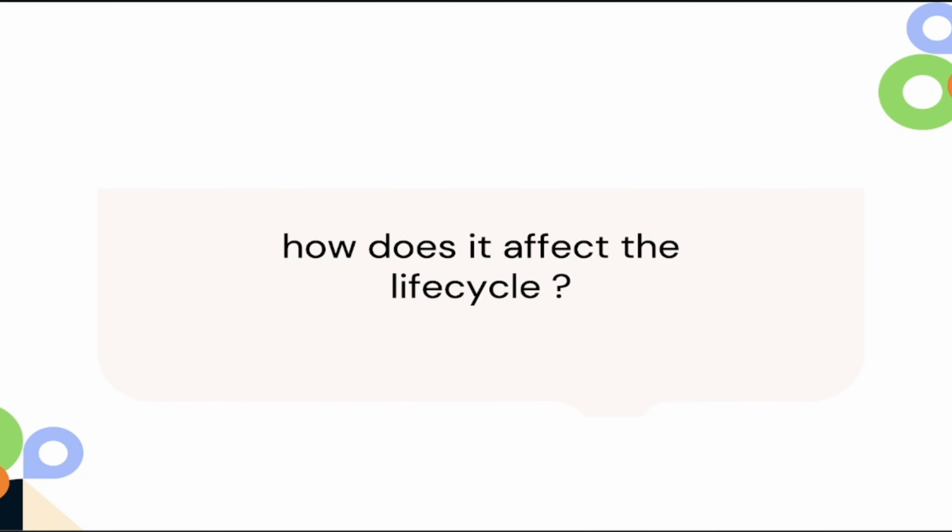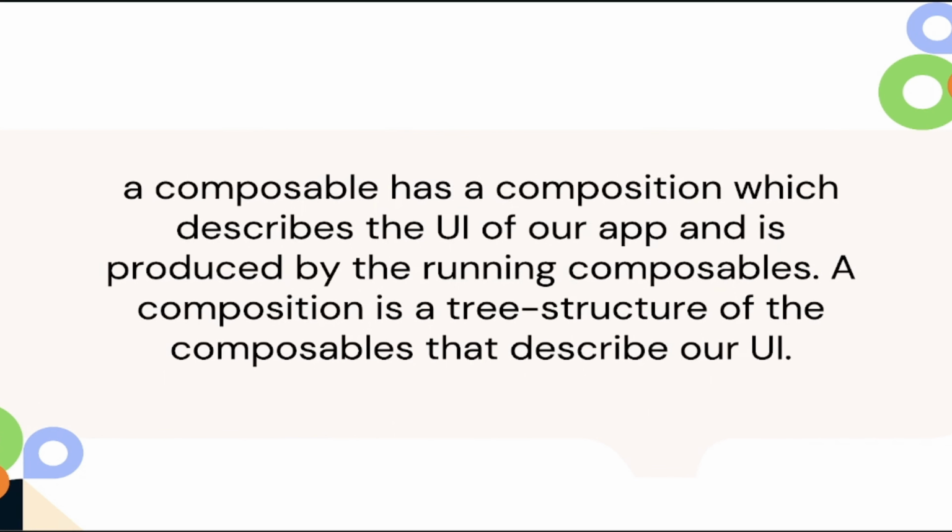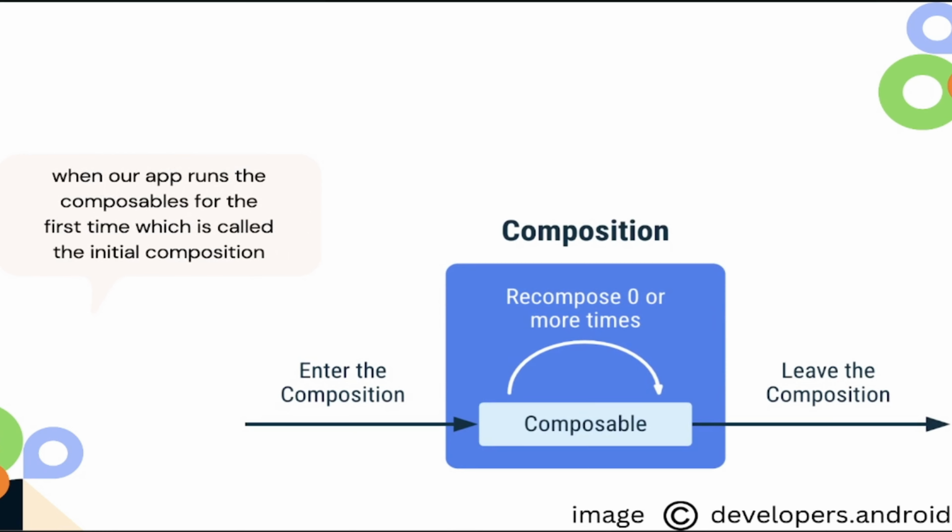Well, let's find out. As we found out, a composable has a composition which describes the UI of our app and is produced by the running composables. A composition is a tree structure of the composable that describes the UI. Now, when our app runs the composable for the first time, which is called the initial composition, it keeps a track of the composable that we call to describe our UI in a composition.